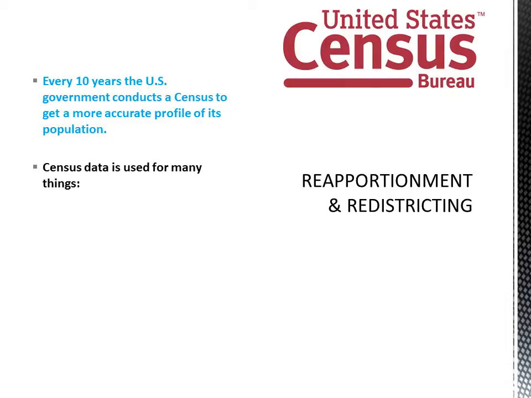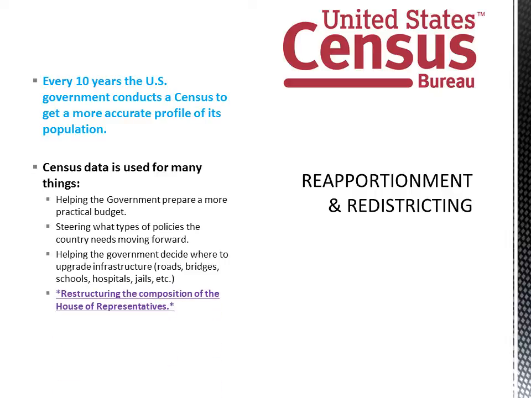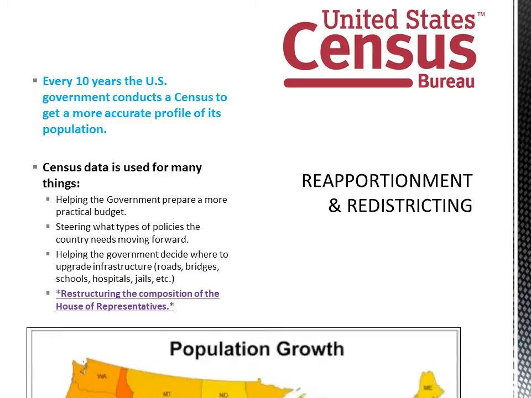The government uses this data to help it make some very critical decisions along the way, one of which is how to prepare a more practical budget that meets the needs of the people, and how to steer their policies towards meeting the demands of that budget. It also helps them make decisions like where they need to upgrade infrastructure in terms of hospitals, schools, and roads throughout the country, and if they need to change the composition of the House of Representatives.